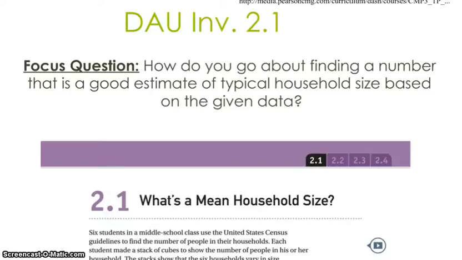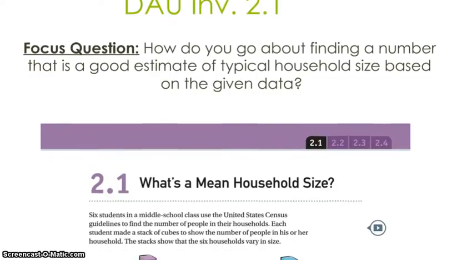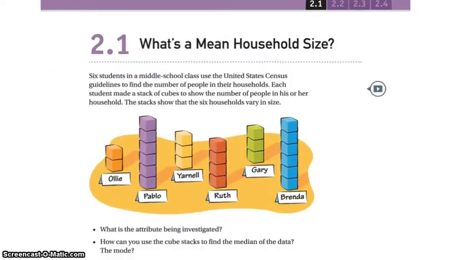Today we are going to take a look at investigation 2.1, which will have us answering the question of how do we go about finding a number that is a good estimate of the typical household size based on the given information or data. So essentially what that means is that we're going to be finding the mean for a data set. Mean is another name for average. Mean is also another summary statistic or measure of central tendency that describes a set of information. So we're going to take a look at this household information for 6 different people, okay?